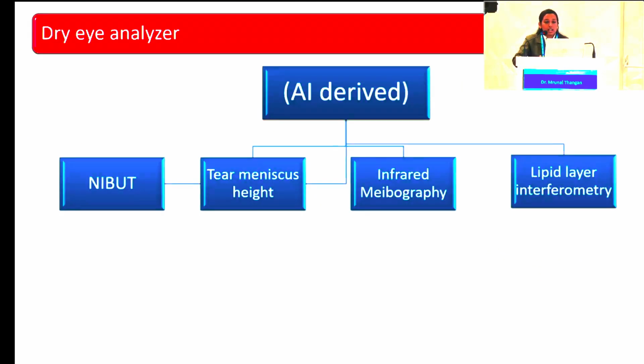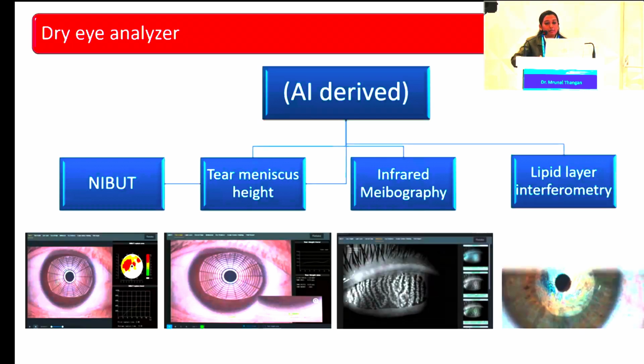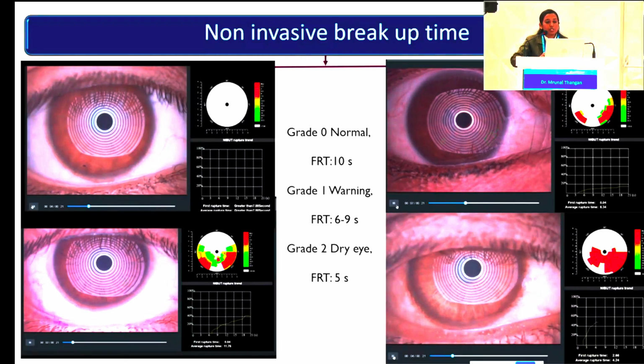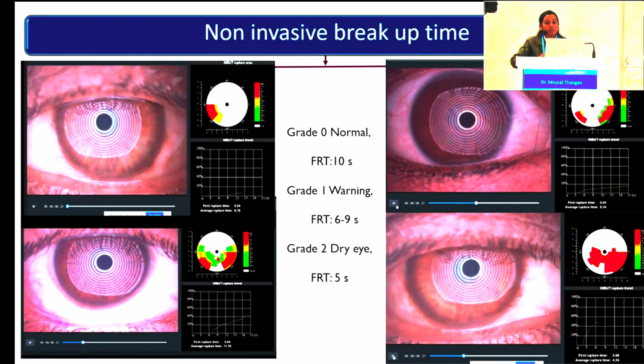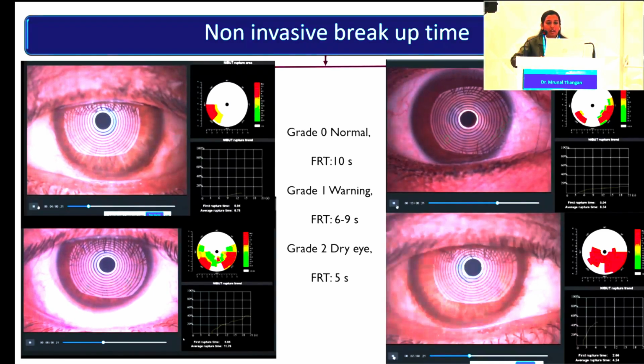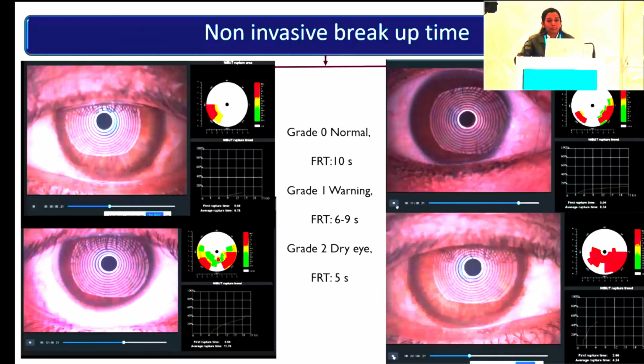The dry eye analyzer has four components. First is the non-invasive breakup time, then tear meniscus height, infrared meibography, and the lipid layer interferometry. The non-invasive breakup time utilizes the Placido disc with the projection of visible light and then looks for image distortion. It gives the first breakup time, average rupture time, and the image distortion, and it generates a heat map.